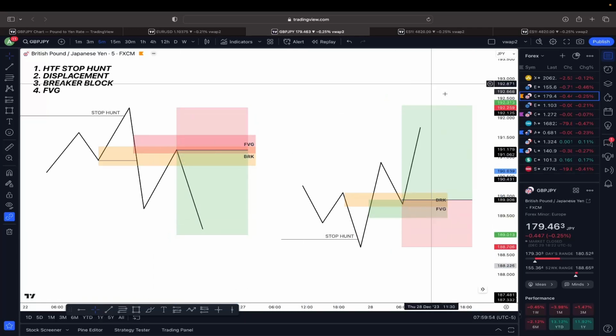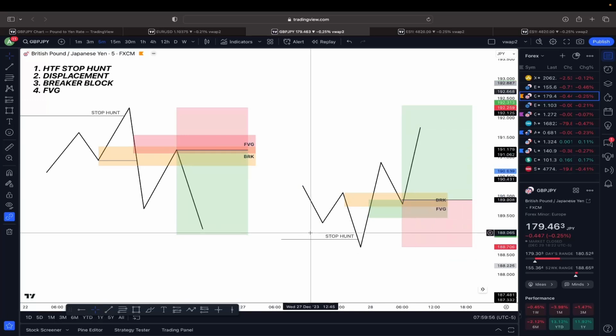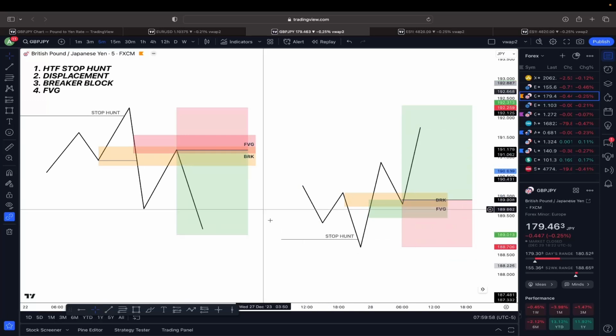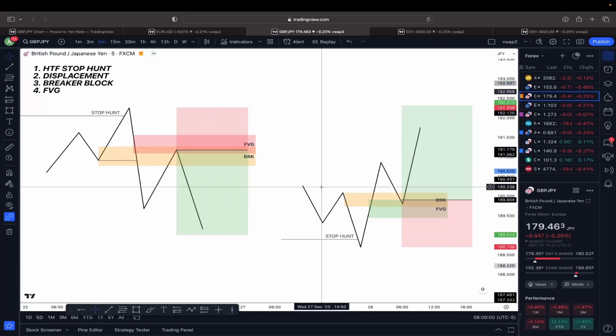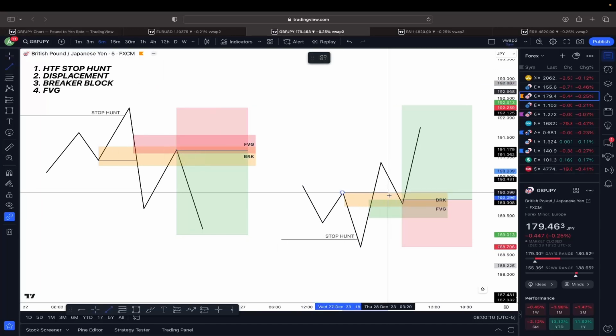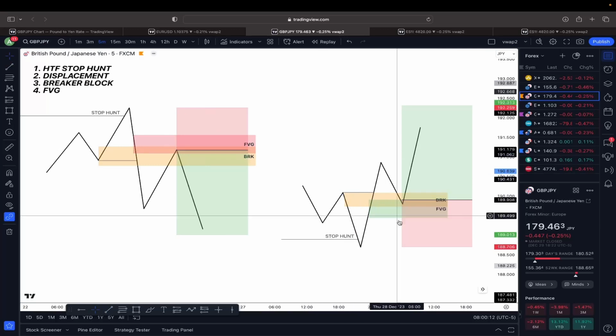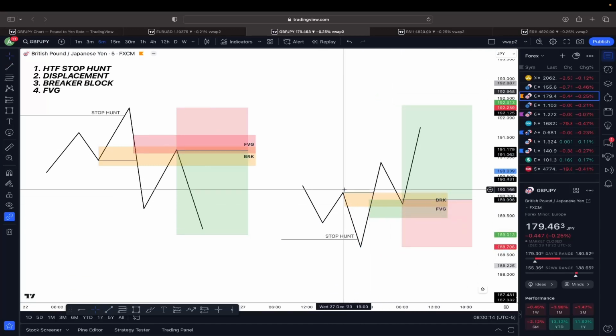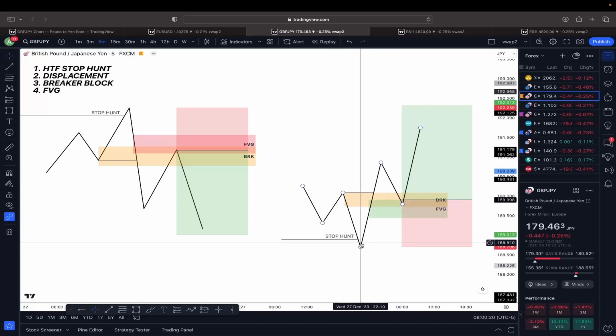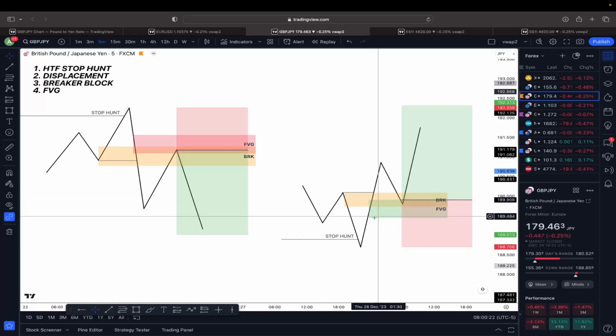On the right hand side of your screen, this is the bullish example, our bullish trade. We have our step 1, our high time frame stop hunt here. We have our liquidity sweep. From there we then have our displacement to the upside, which then causes this order block to fail. So we now have our breaker block, and that displacement caused there to be a fair value gap. It left behind this imbalance.